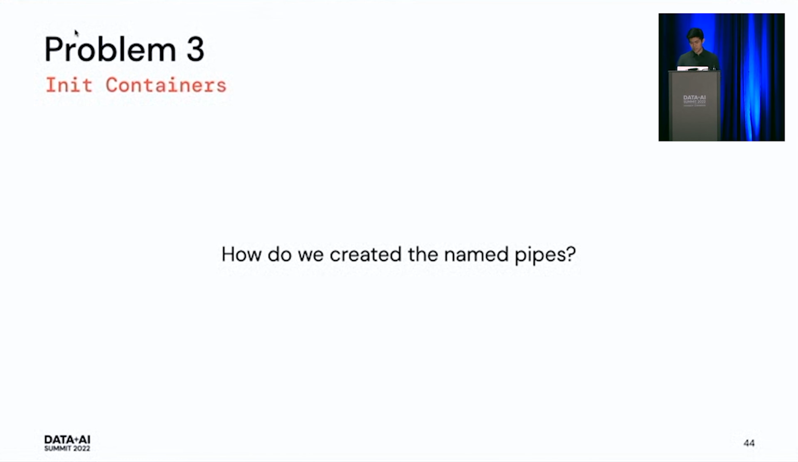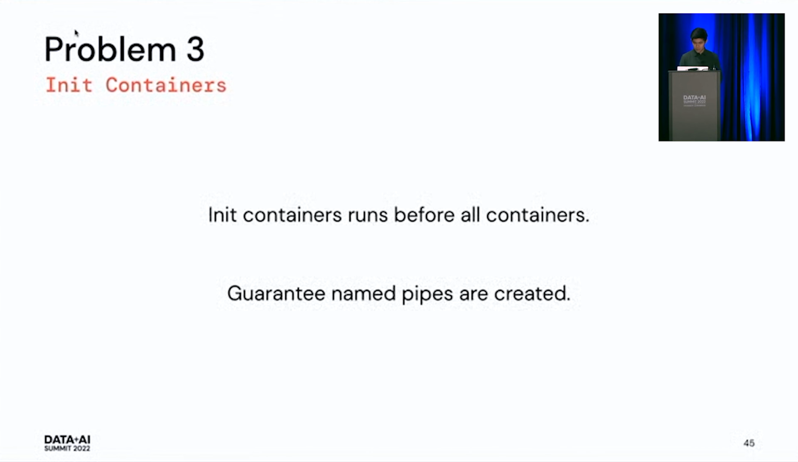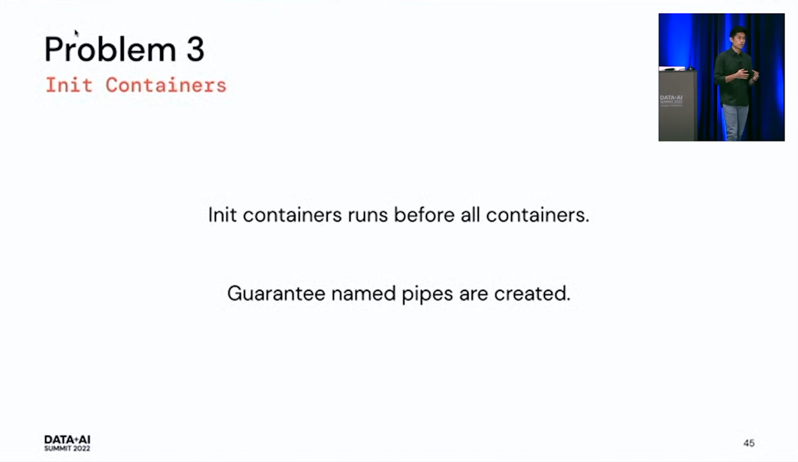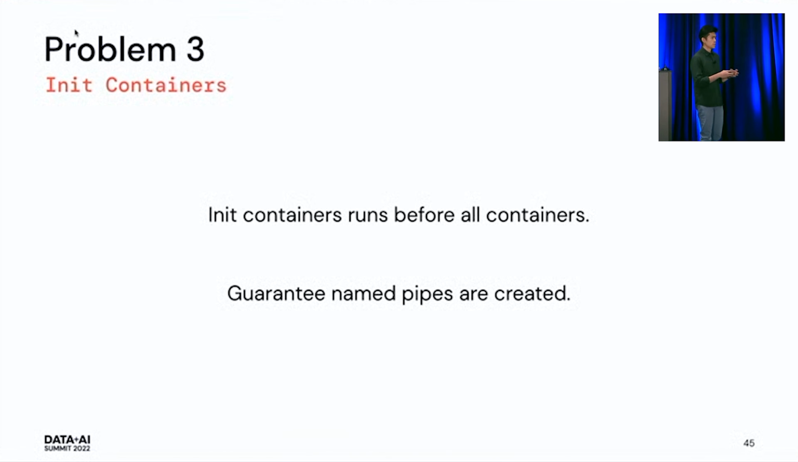The last piece to using named pipes is how do we create the named pipes? And this is actually pretty simple. We can do so using init containers, and again, this is wholly within Kube abstraction. Pods have containers. There's also an init container that runs before all containers are run in a Kube pod. The purpose of that container is to essentially set up the environment for all the other containers to work, so we can use that to guarantee that our named pipes are created.